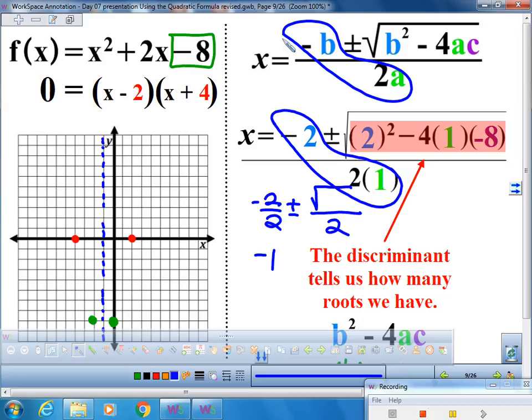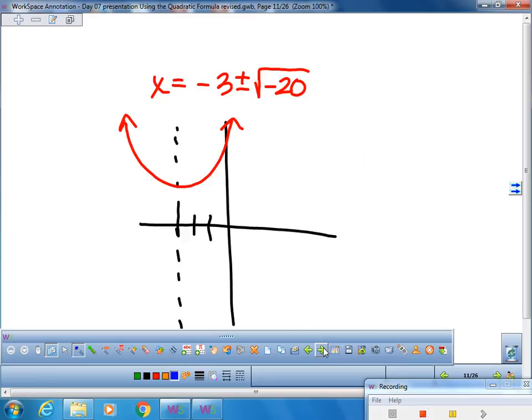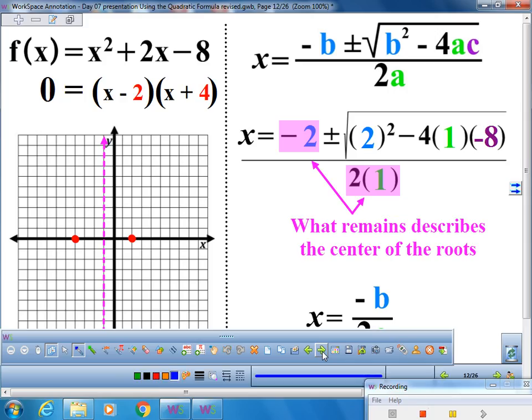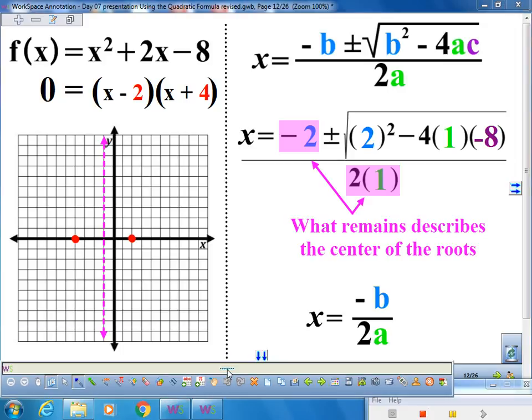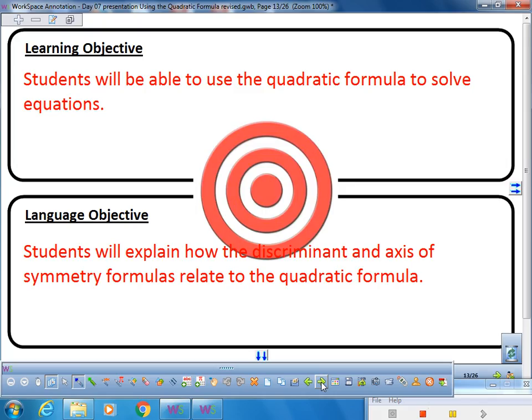Yep. It shows you so much, right? The quadratic formula just tells you so much. Okay, let's play with this. Right here, what remains describes the center of the root, -b over 2a. Same thing. I just did it all on one slide.